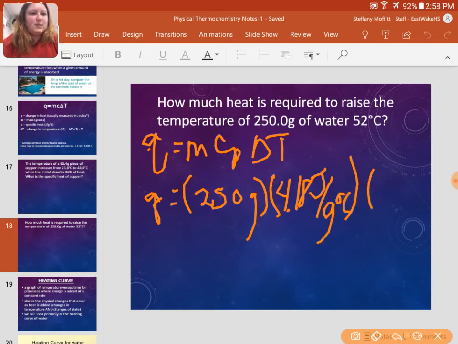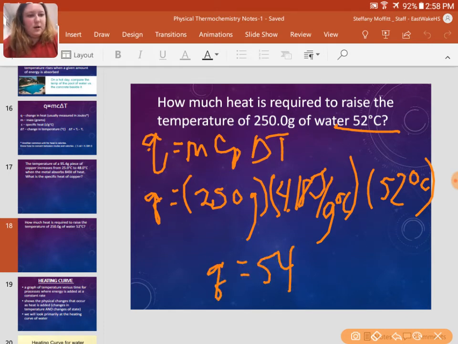And it says we're raising the water, so how much heat is required to raise the temperature of 250 grams of water 52 degrees Celsius. So we're raising it by 52 degrees Celsius. That's not our final temperature, that's the actual change in temperature. So I do the math. Q is equal to 54,340 joules. And with sig figs, you just get 54,000.